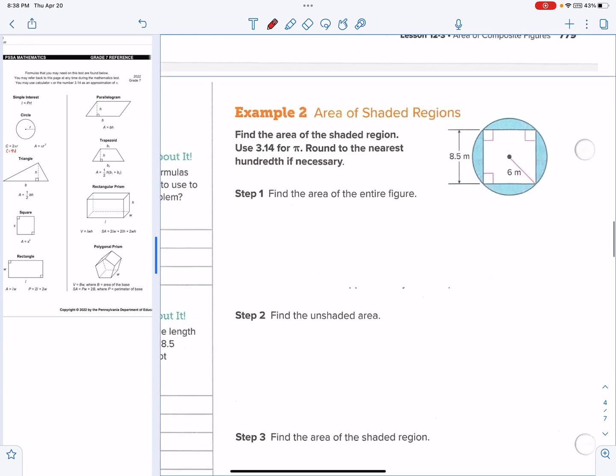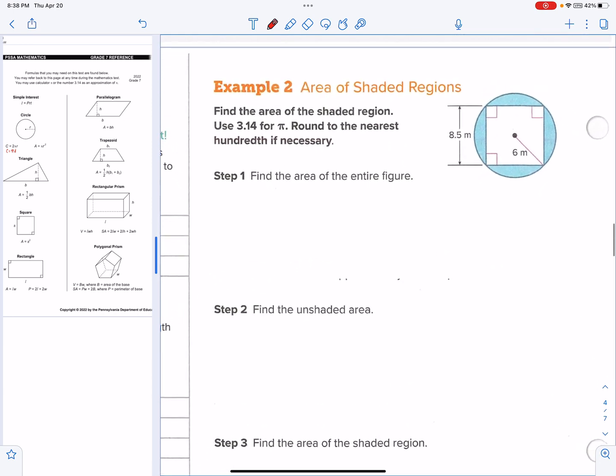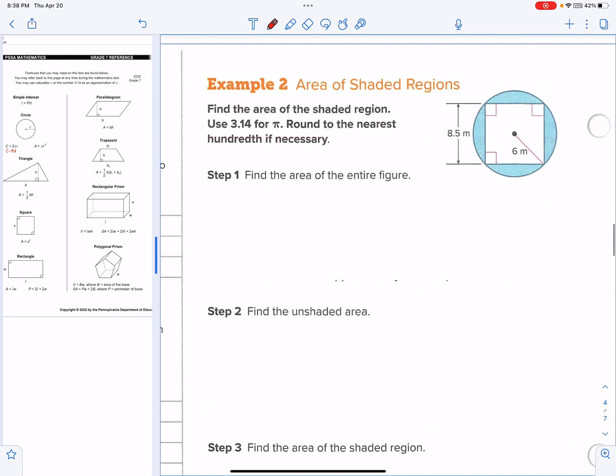Okay, here's another example, same idea. Okay, we have information for a circle, and you can see they're giving us the radius here of the circle. We also can see the length of this square. All 3 corners are 90 degrees. We can tell because it's within this circle that it's actually a square, okay, because from center to the corners are all 6 meters, so it has to be a square, otherwise that would be different, okay.